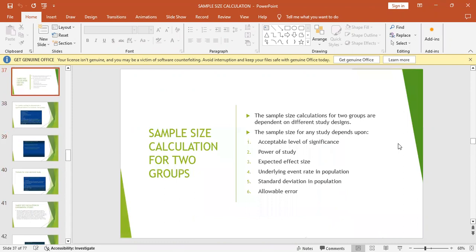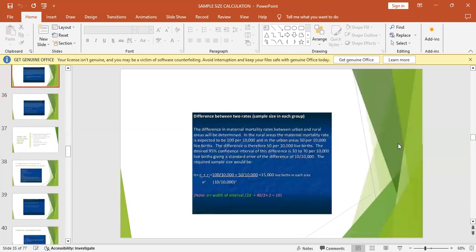Now, the sample size calculation for two groups. The sample size calculation for two groups depends on different study designs. The sample size for any study depends upon acceptable level of significance, power of study, expected effect size, underlying event rate in population, standard deviation in population, and allowable error. This is the example.